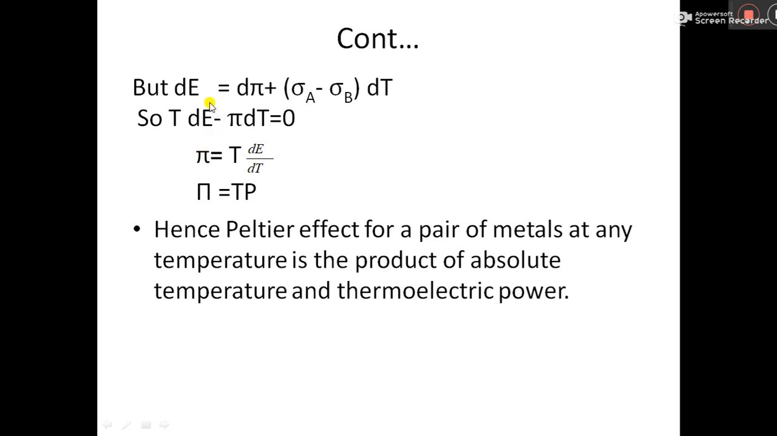But dE is equal to d pi plus sigma A minus sigma B into dt. So T into dE minus pi into dt equals 0. So pi equals T into dE by dt. Pi equals T times dE by dt, where dE by dt is nothing but the thermoelectric power P. Hence, the Peltier effect for a pair of metals at any temperature is the product of absolute temperature and thermoelectric power.